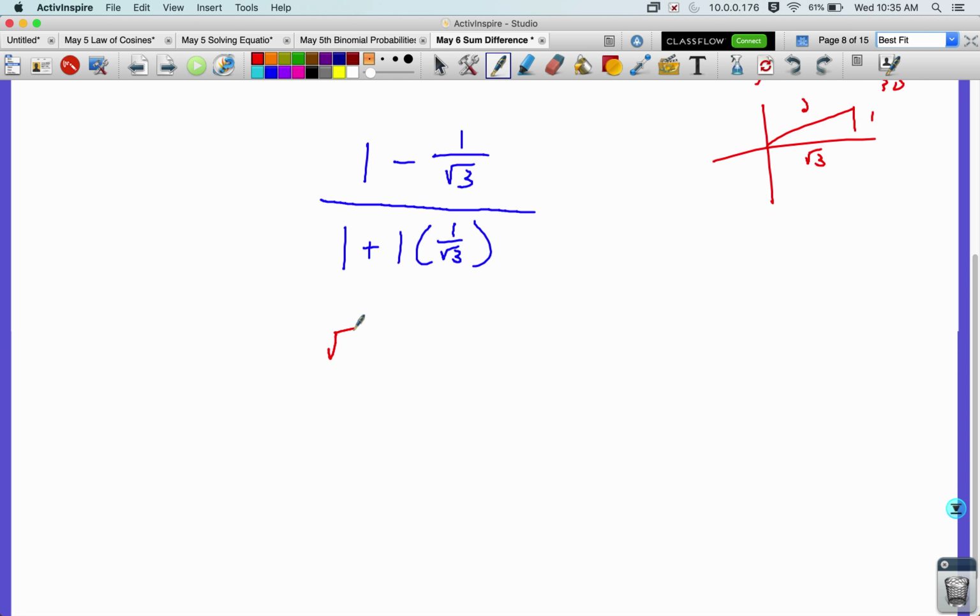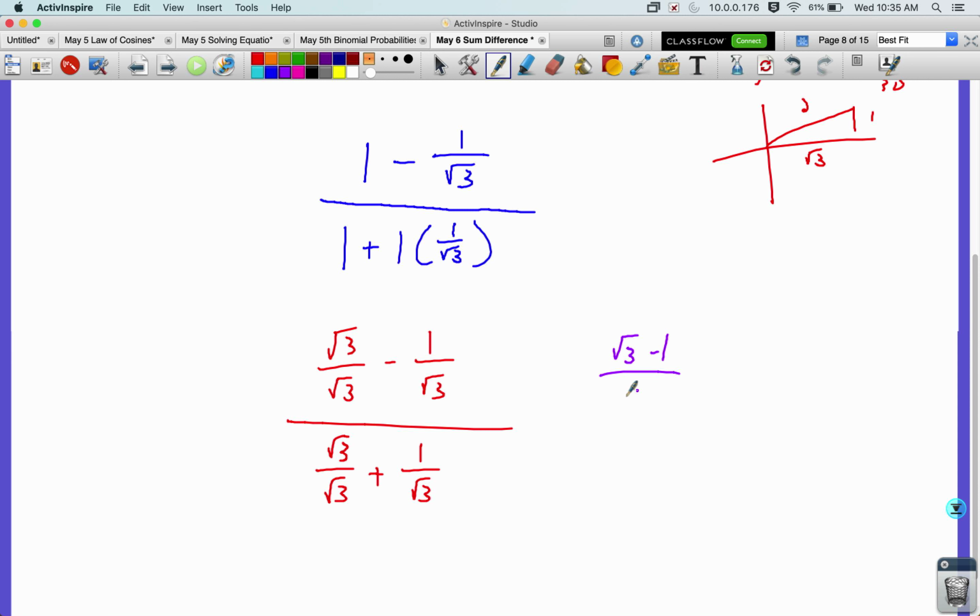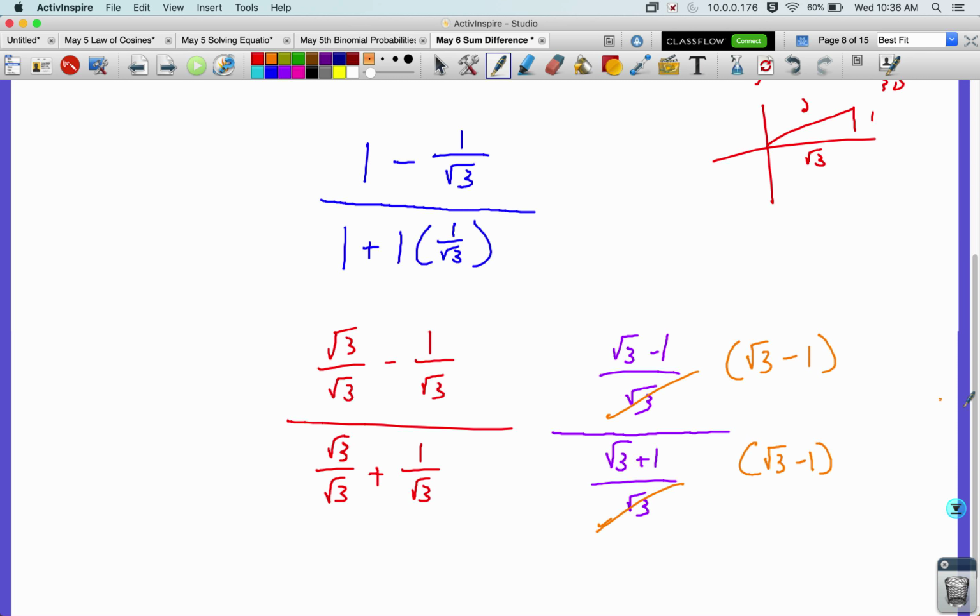Here's how I would do this. I would turn this into root 3 over root 3 minus 1 over root 3 all over, I'll do the same at the bottom, root 3 over root 3 plus 1 over root 3. Now I've got root 3 minus 1 over root 3 all over root 3 plus 1 over root 3 multiplied by root 3 over root 3, and these would cancel out. And now I got to multiply by the conjugate, so root 3 minus 1. It's the only way to get rid of a binomial with a square root. Whatever you do to the bottom, you do to the top.